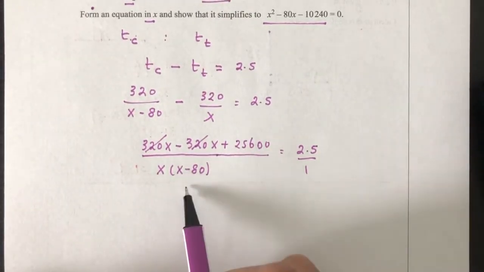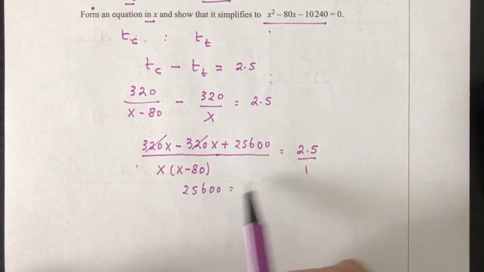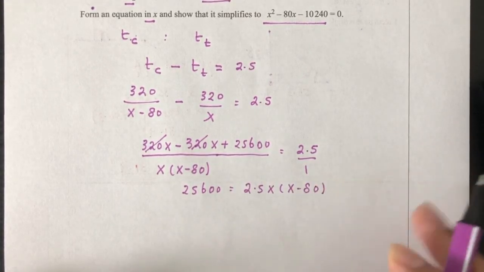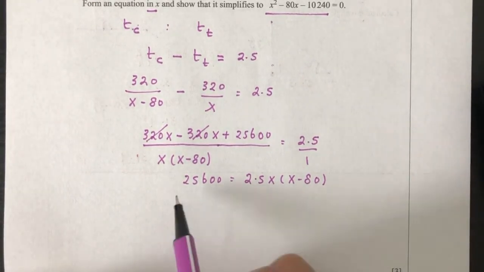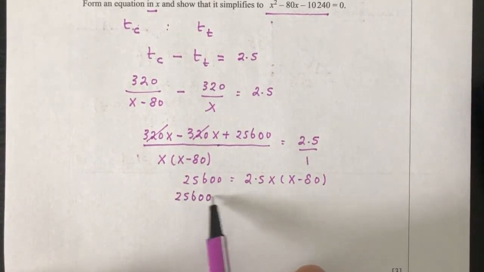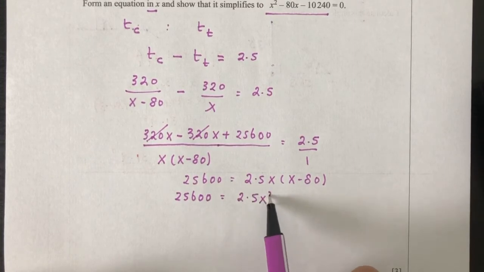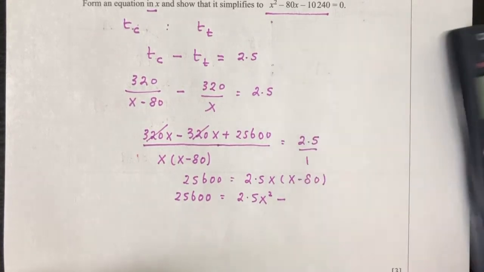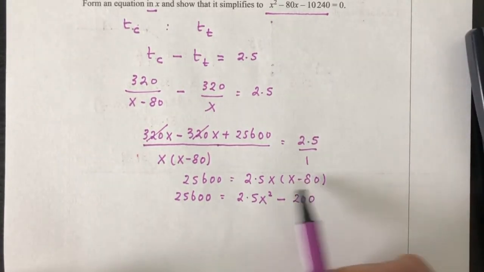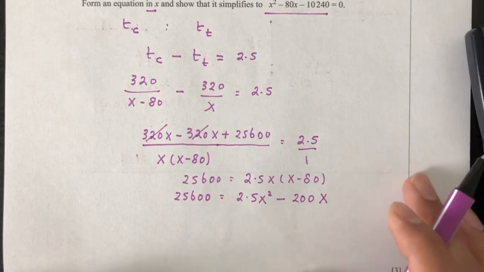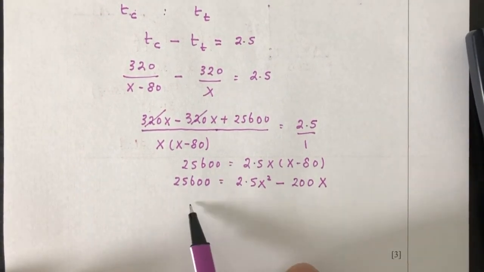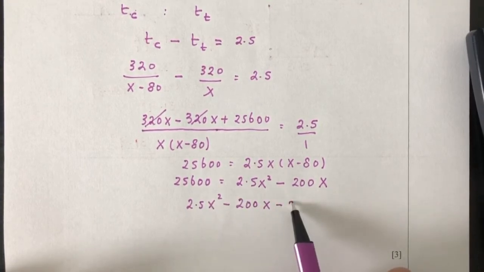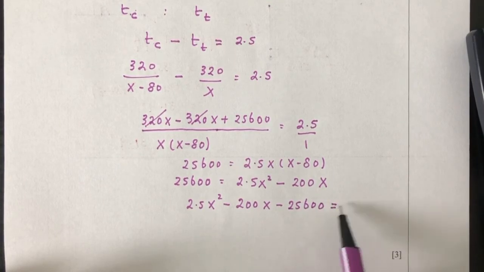Now these two will cancel out, so we can cross multiply. On one side we have 25,600 and on the other we have 2.5 times x times x minus 80. So let's simplify, expand brackets. So 25,600 is equal to 2.5x squared minus 80 times 2.5, that will be 200x. Now let's bring everything to one side. You will have 2.5x squared minus 200x minus 25,600 equal to 0.